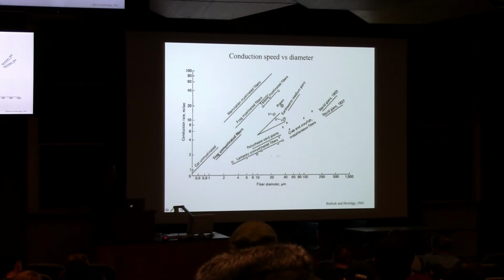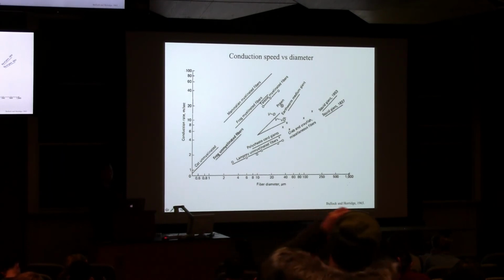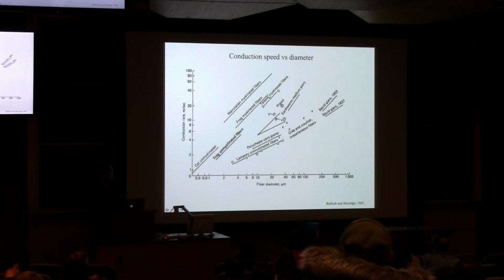So some unmanaged axon, just a bare axon. For a bare axon, the conduction velocity increases with the thickness of the axon. For a myelinated axon, it is sort of proportional to that. That's another major innovation, right?